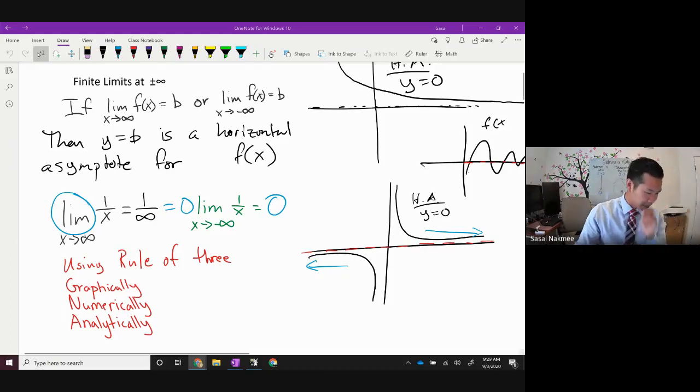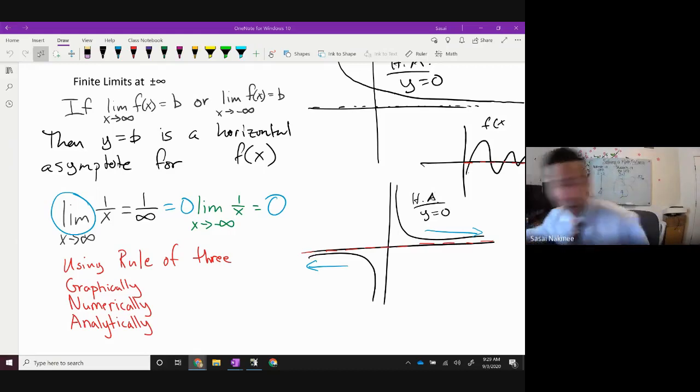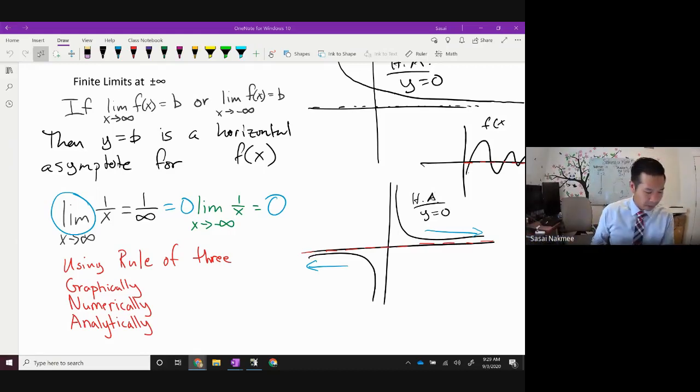All right, anyways. So we were saying, right, it approaches this number as it goes off towards infinity, and we call that the asymptote. Specifically, it's the horizontal asymptote, right?